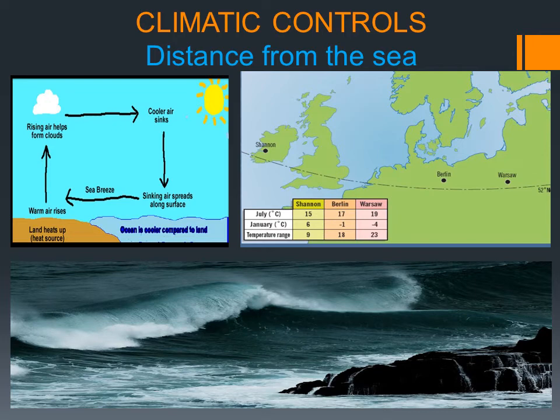So whether increasing or decreasing, all the temperature is affected by the nearness of the sea or distance from the sea. So the temperature range, the variation, is 9 degrees, or it is 18 degrees away from that, and Warsaw is 23. So the nearness of the sea or distance from the sea controls the climate.